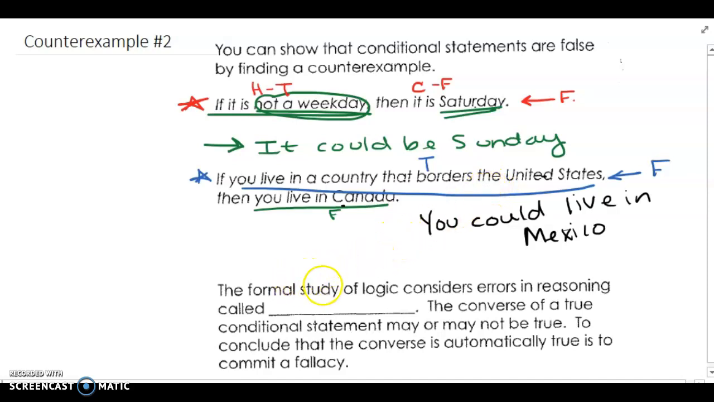Last but not least, the formal study of logic, and that's what we're doing, we are studying logic now, considers errors in reasoning called fallacies. So a fallacy is just a time in logic when our reasoning is false, when we make a mistake when we're trying to do our reasoning. We won't use that word a lot, but it is kind of a big deal when it comes to logic, so our book does present it to us.